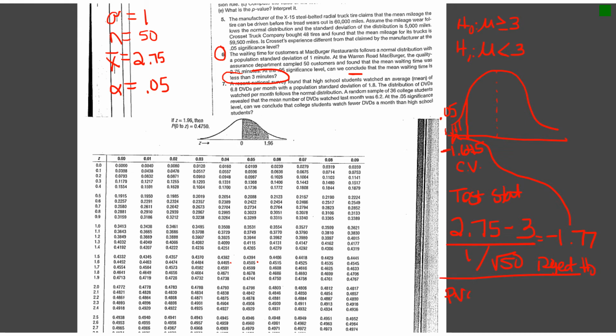Now, the p-value aspect of this, again, take 1.77. You're going to go to your table, 1.77, which is right about there. Notice that's 0.4616. So if you take 0.5 minus 0.4616, that's going to give you a p-value that's right at 0.0384. You compare that to alpha. In this case, alpha is 0.05.